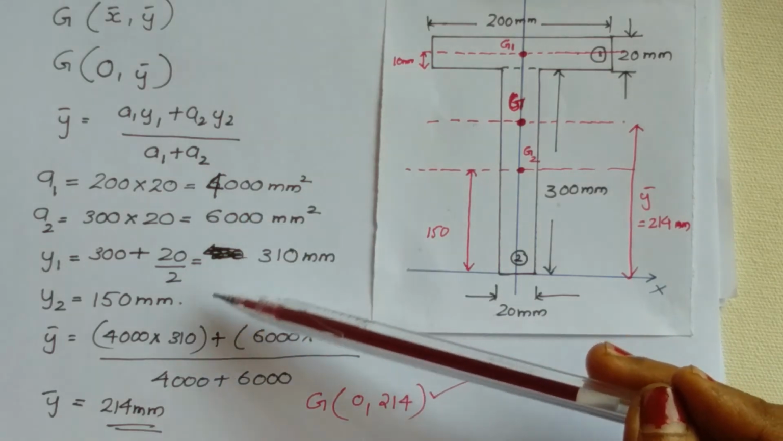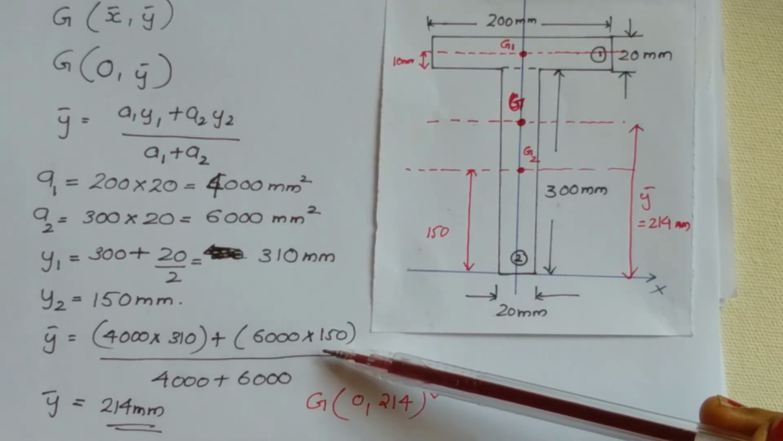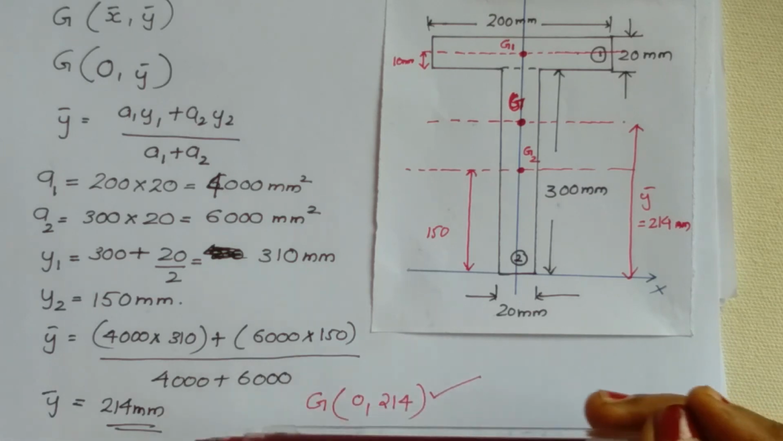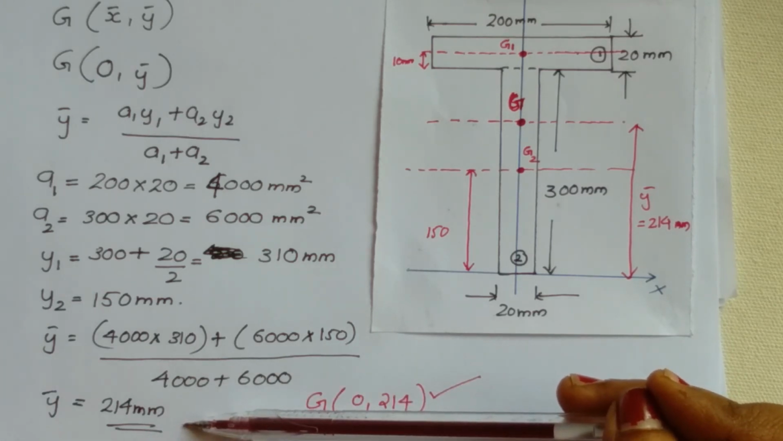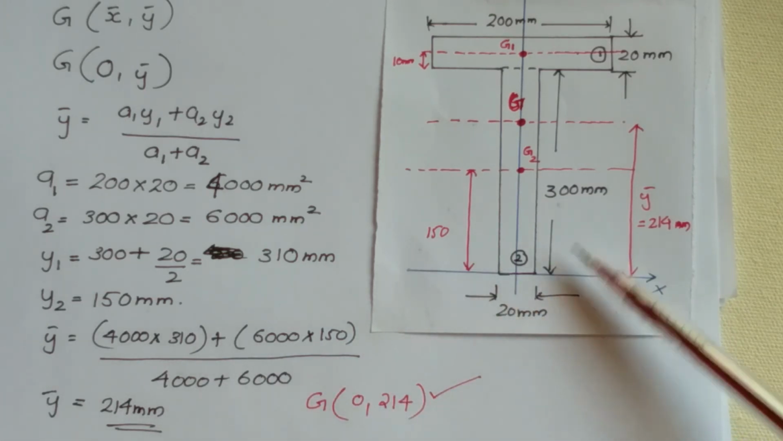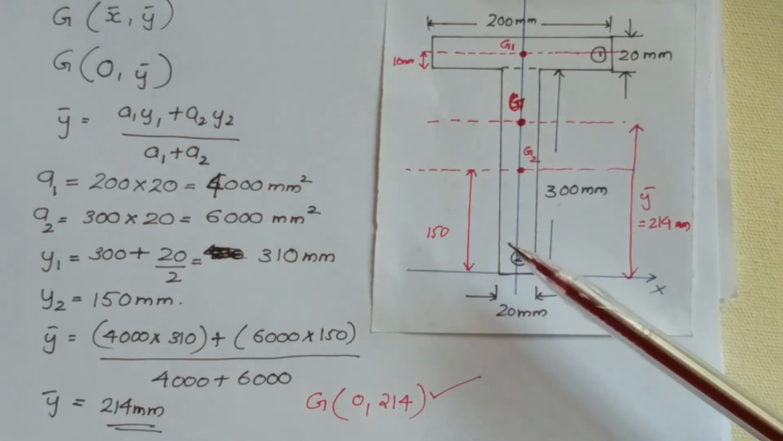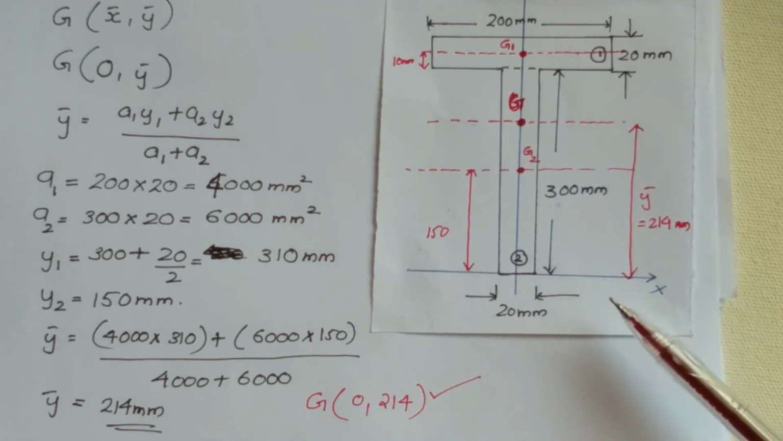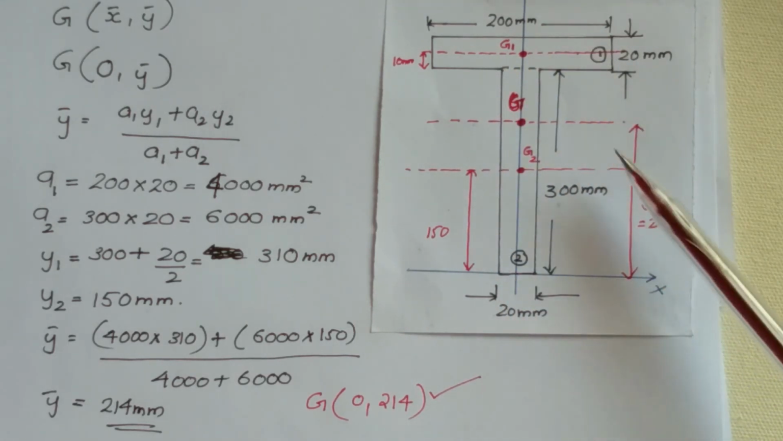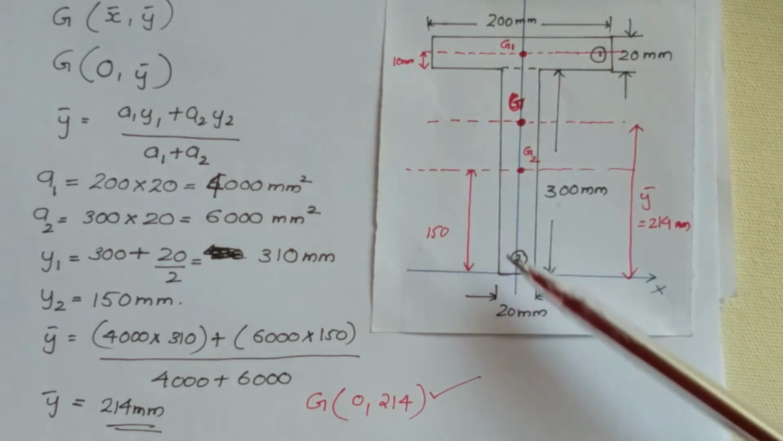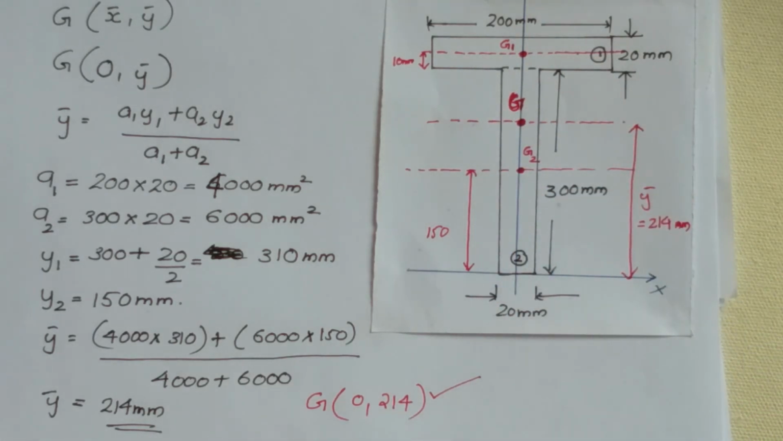So we found the numerical values and substituted them in the expression to get the value of y bar. So the centroid of the T section is at a distance of 214 mm from the x-axis, and it lies on the y-axis.